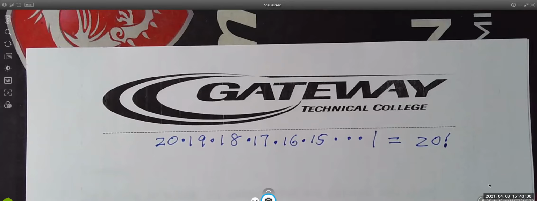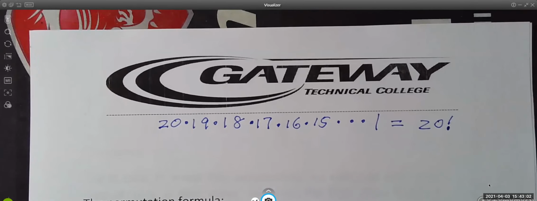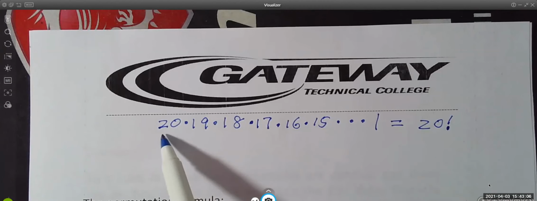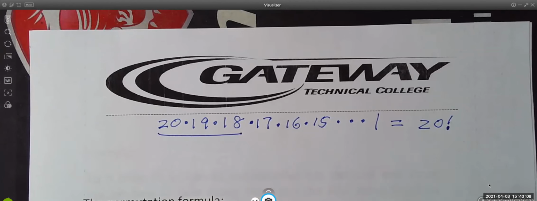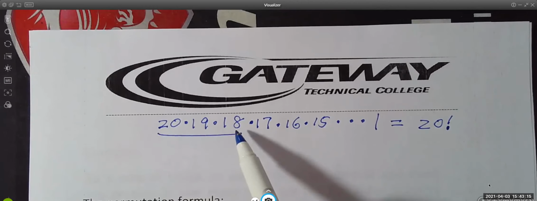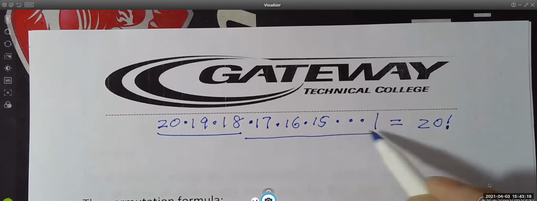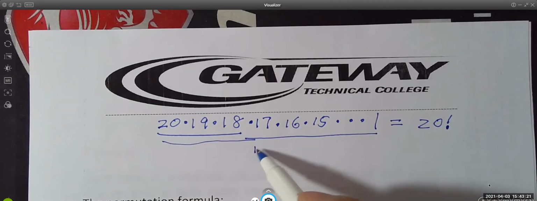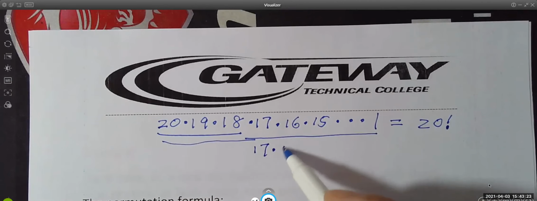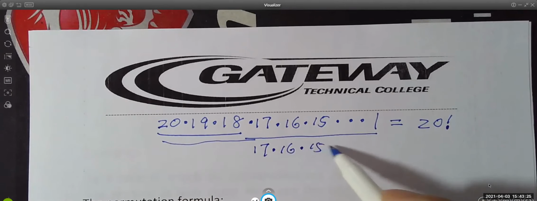We already learned that terminology. Now, the thing is, we don't want this 20 factorial. We only want the result of these three multiplied together. In order to achieve that goal, I have to get rid of this, right? How to get rid of that? This whole thing divided by 17 times 16 times 15 until 1.